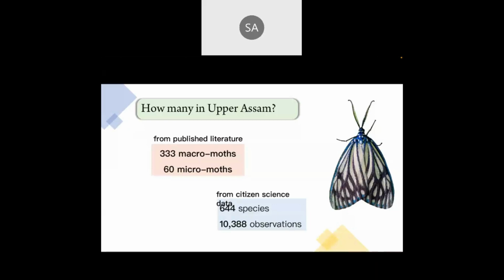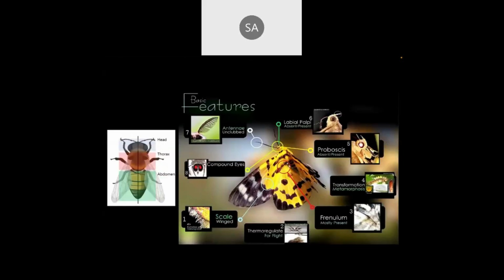So the next slide is about the basic features of Lepidoptera, or insects, or you can say moths. At first, when we say insect, we can see the insect body can be divided into three different sections or parts. First is the head, thorax, abdomen. Everyone knows that. And beyond that, when we see the insect, we can see the head contains the eyes, antenna and mouth parts.